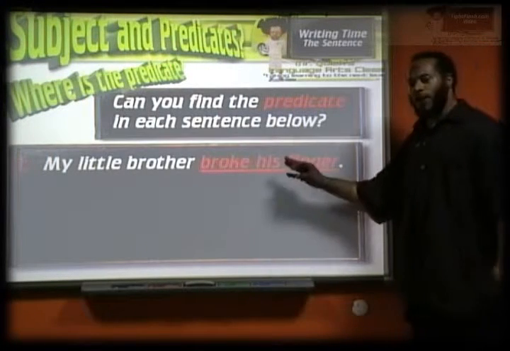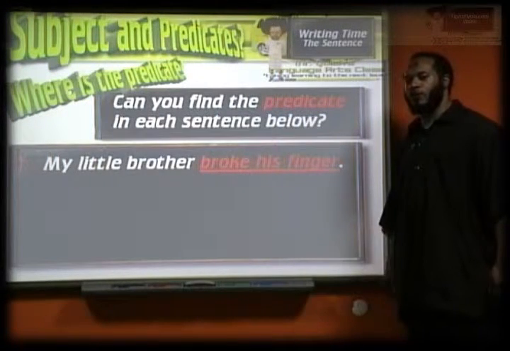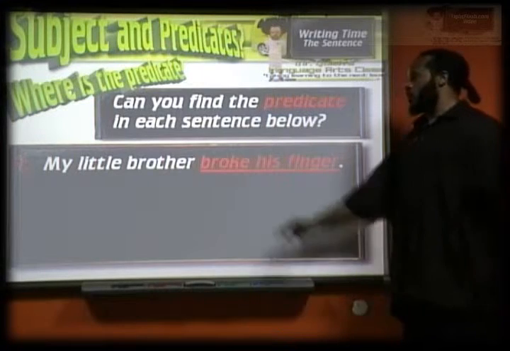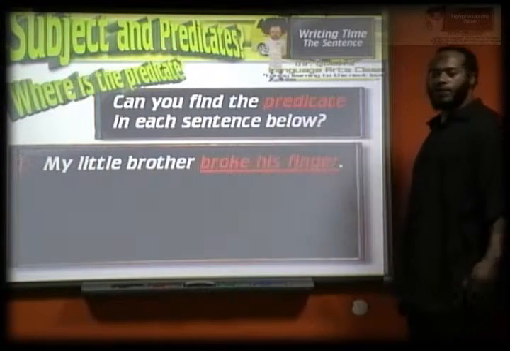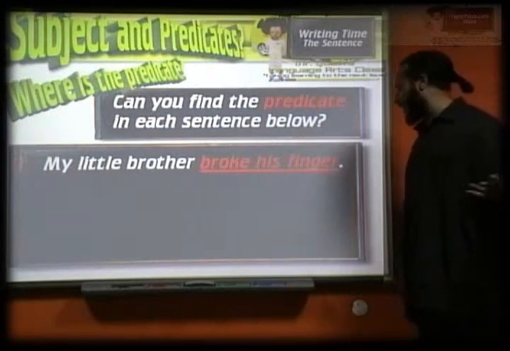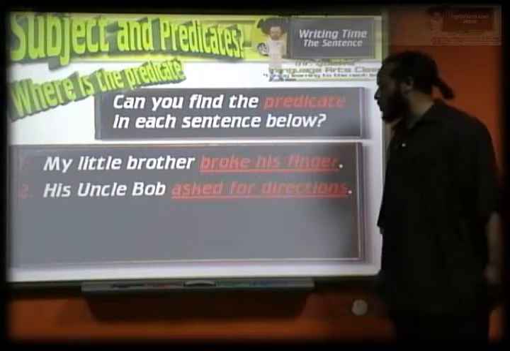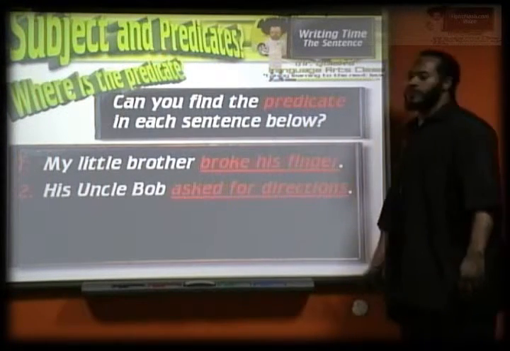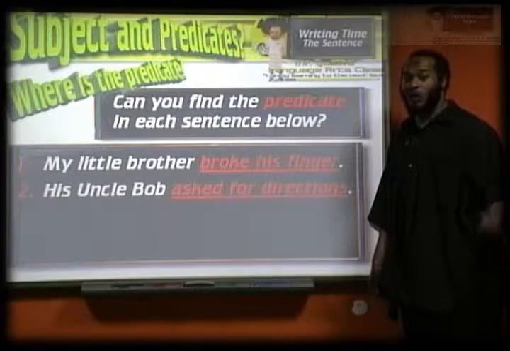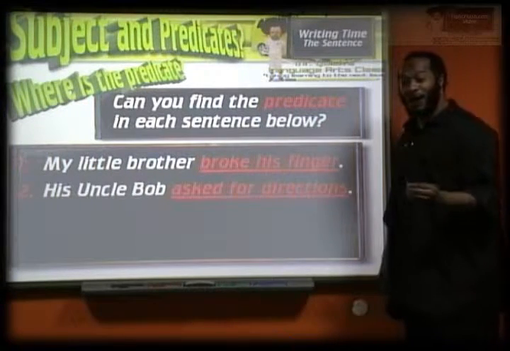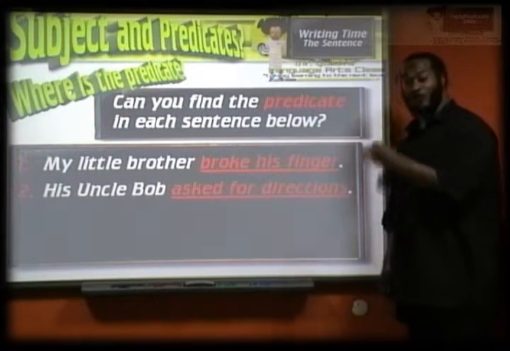My little brother, that's right, broke his finger, and broke his finger, of course, is the predicate. Once you know where the subject is, the predicate, of course, becomes an easy find here. His Uncle Bob asked for directions. What did his Uncle Bob do? His Uncle Bob asked for directions.